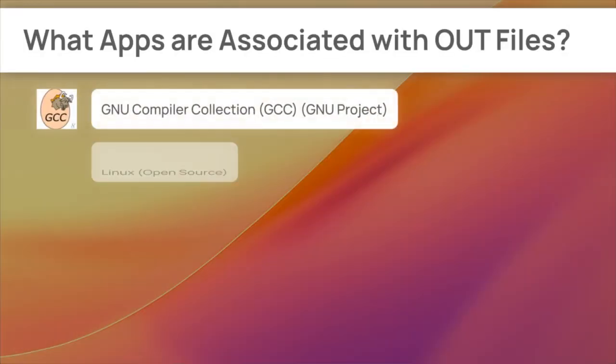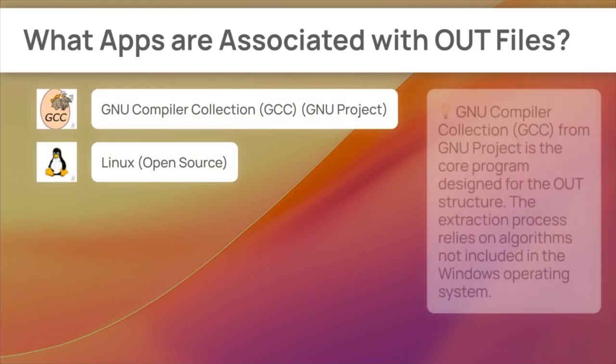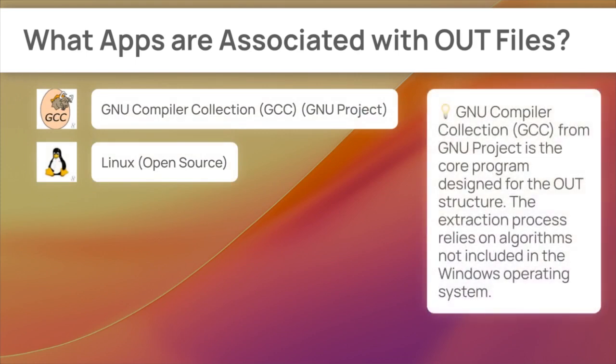This OUT file is designed specifically for the developer tool GNU Compiler Collection, GCC, by the GNU project. The extraction process relies on algorithms not included in the Windows operating system. Windows allows basic viewing, but advanced editing options need the appropriate document application.